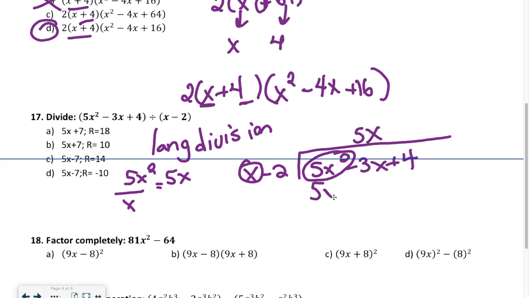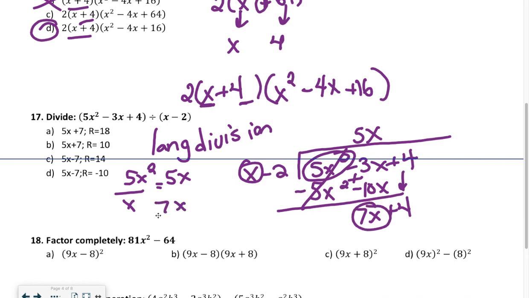5x times x is 5x squared. 5x times 2 is minus 10x. We negate, so this becomes negative, this becomes positive. These should cancel. Negative 3x plus 10x is 7x, and we bring down the 4. Now, because this is the only bring down, this will be our last round.